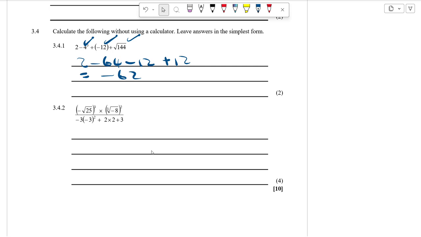what are we going to do? We start, okay? I'll write it here. So we start by this part. What is inside? What is the root of 25? It's 5 to the power of 3. Okay? 5 to the power of 3 multiplied by, what is cube root of -8? That is -2. Okay? To the power of 2. Divide by.